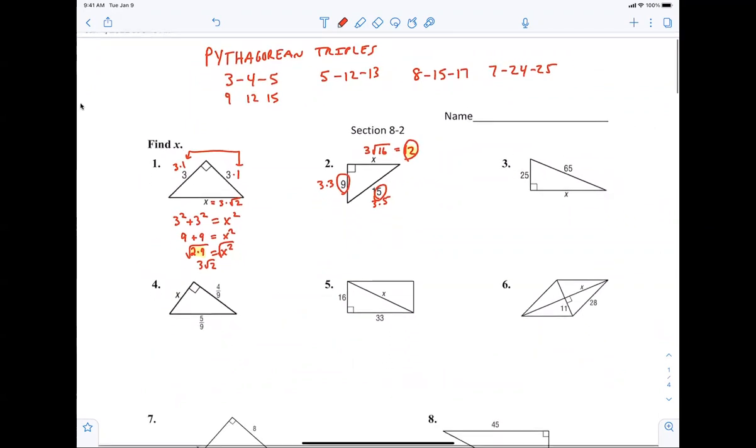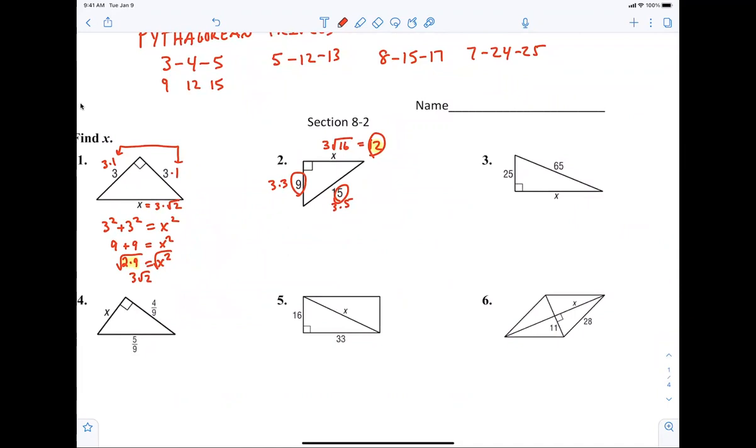Let's see if we can do it without doing 65 squared minus 25 squared square root. What is 65? 5 times what? 13. What's 25? 5 times 5. So this has to be 5 times 12. It's really simple, guys. And what's 5 times 12? 60. Everybody good with this?